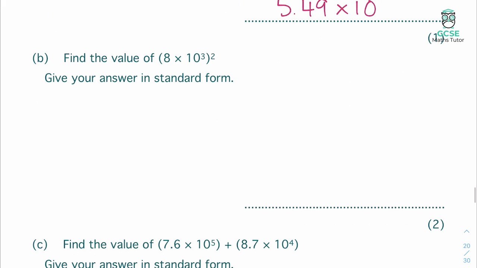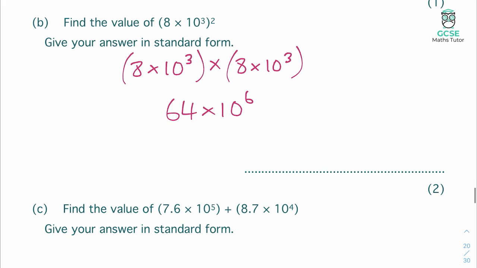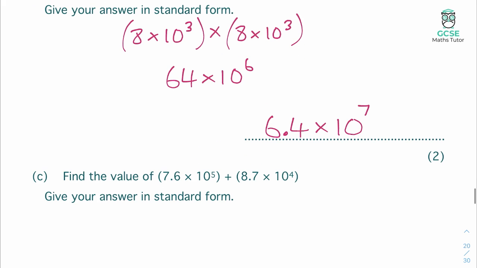For a standard form calculation, we've got a bracket squared, so a little bit different, but that's going to be 8 times 10 to the power of 3, multiplied by another 8 times 10 to the power of 3. So when you're doing this, you times the starting numbers together, so 8 times 8 is 64, and we're going to add the powers. So add the powers becomes 10 to the power of 6. Now that has to be written in standard form, so 64 we need to drop down to 6.4. And if we've made the number smaller, we balance it out by just making the power bigger. So it's 6.4 times 10 to the power of 7.